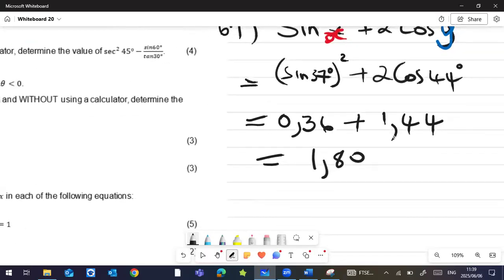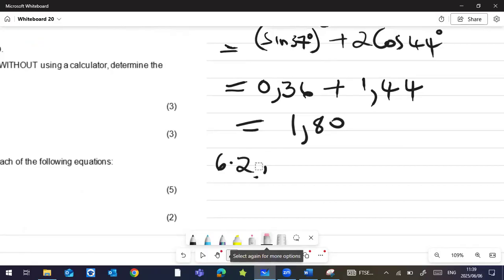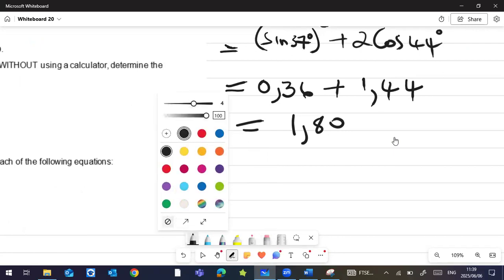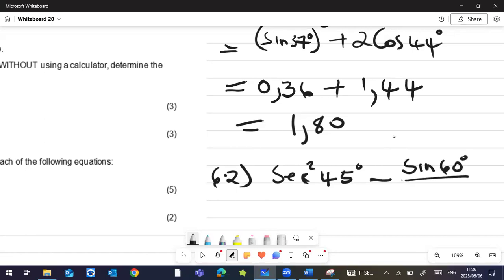Let's write it down. Our 6.2, we want to find the value of secant squared of 45 degrees minus sine of 60 degrees, divided by tan 30 degrees.